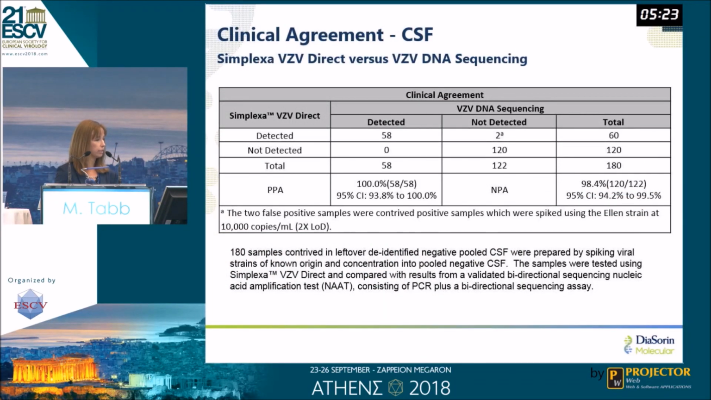And here I'll show you the clinical agreement that was used for the CE marking study. The US clinical study is currently ongoing. But in this study, we had 180 samples that were from leftover pooled CSF specimens that we spiked with virus. And you can see we have 100% positive agreement, 98.4% negative agreement versus a sequencing assay. The 2 specimens that were in disagreement were actually, once again, known contrived positives.